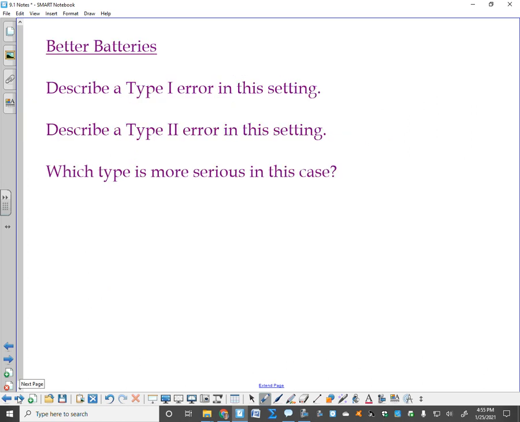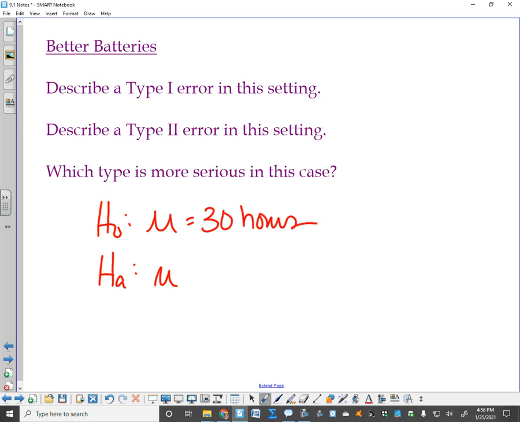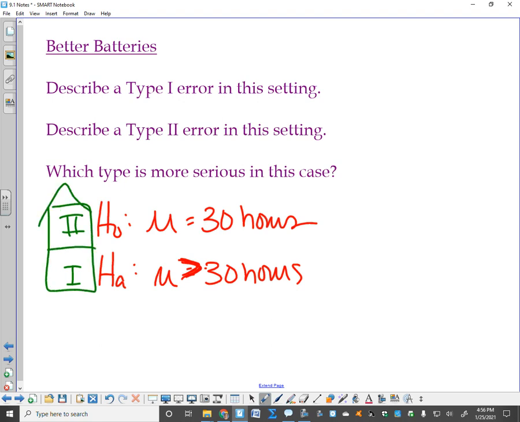Okay, last one, the batteries. That was a mu. Mean was 30 hours. Don't write, just watch. We were claiming that it was greater than 30 hours. Okay, this is level number 1. This is level number 2. Think of a house. Okay, type 1 error. Type 1 error means I think this, but that's really true.